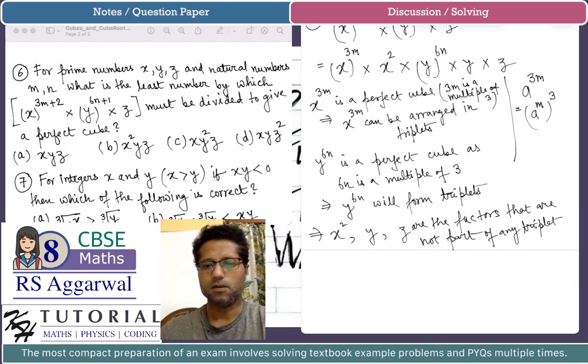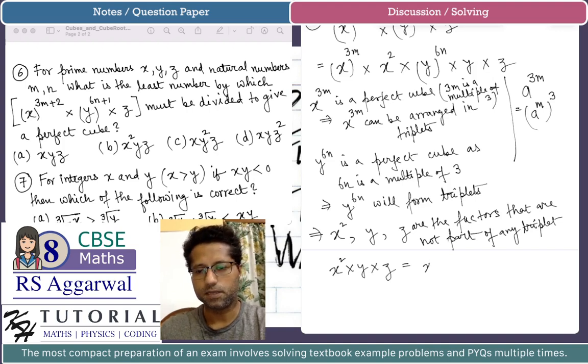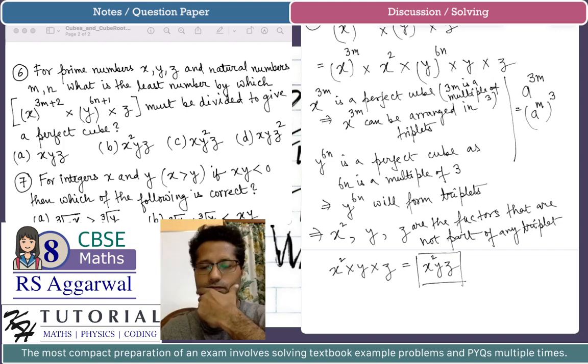So in this problem, the least number that needs to be divided with the given expression will be x square multiplied by y multiplied by z, which is equal to x square y z. So this is the least number in terms of x, y, and z by which the given number must be divided to make it a perfect cube. So the answer is choice B. The answer is choice B.